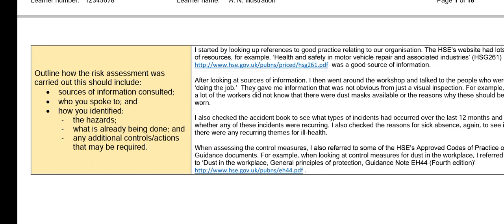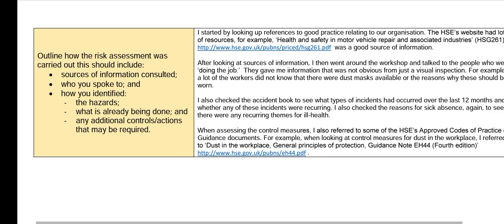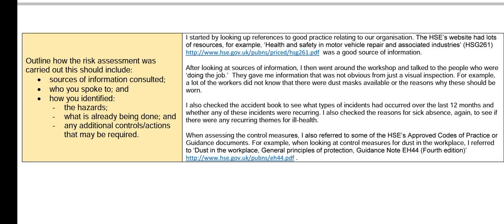And then in the organization, whom you spoke to, you will also mention, and how you identified the hazards, and what you already saw for the control measures, you will mention, and the other control measures that you provided, you will also mention in this. So how they write: I started by looking up references to good practice relating to our organization. So he's saying that I started with references for my organization.